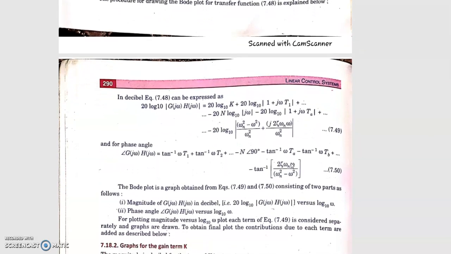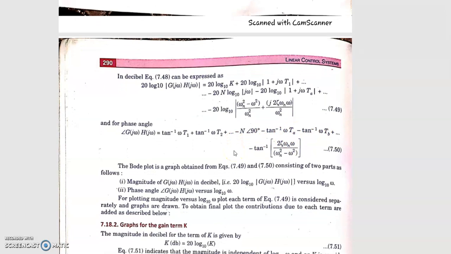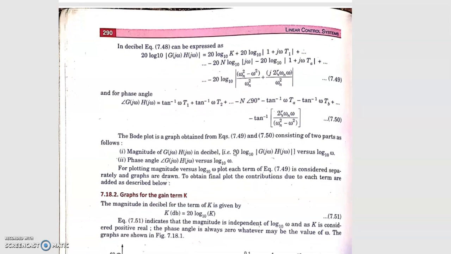Now after that comes the phase angle. It can be found as tan inverse y upon x. So it will be tan inverse omega T1, tan inverse omega T2. All these numerator portion terms will be positive and denominator portion terms will be negative. So we have found the two terms, magnitude and phase. Clear?